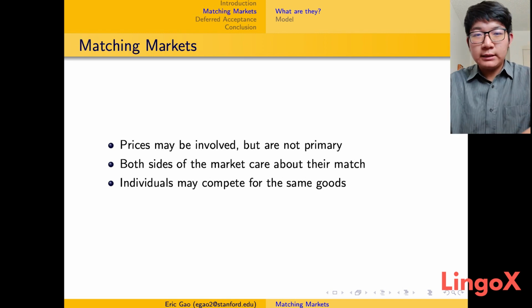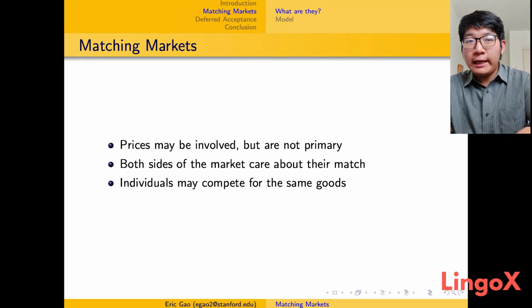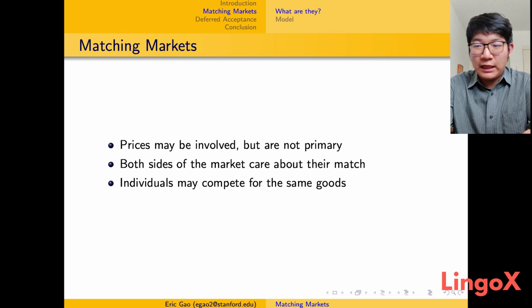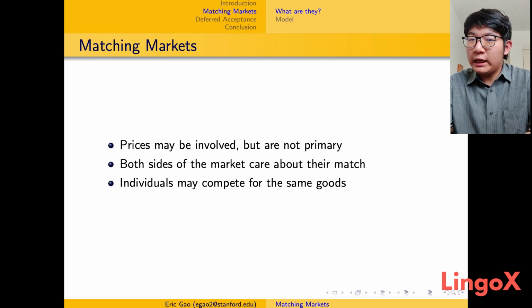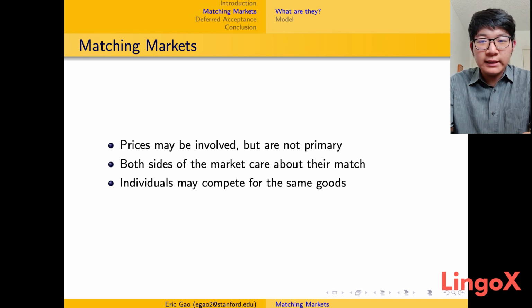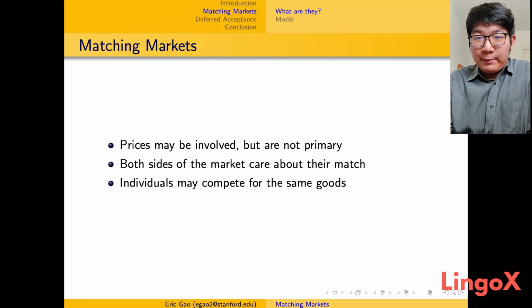However, matching markets are slightly different. So first is that prices might still be involved, but prices are not the only thing that dictates who gets what. Second, both sides of the market might care about who they match with, right? So if we were to match students with universities, for example, a student cares about what university they go to, but universities also care what students they accept. And third, individuals might compete for the same good.